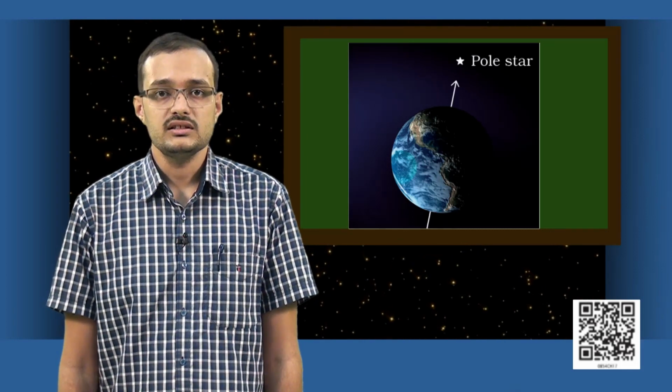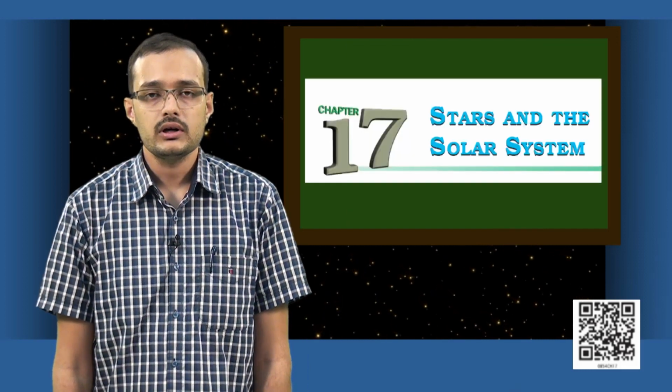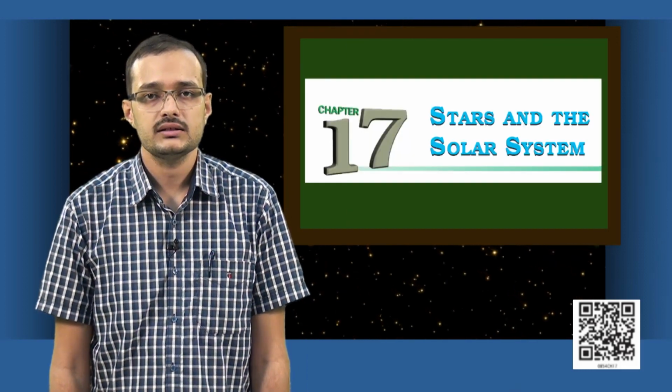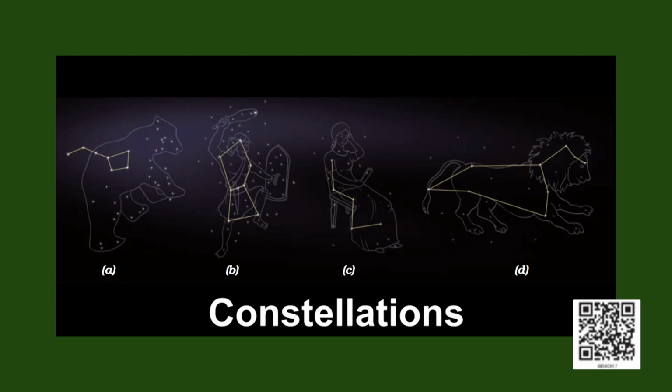The pole star is actually used by sailors to navigate because it points towards the northern direction in the sky. What else did you observe about these stars? Let us look at these images to help you observe these things. Do you see that stars form some sort of a pattern here? These patterns are called constellations. Constellations are groups of stars that have recognizable shapes.